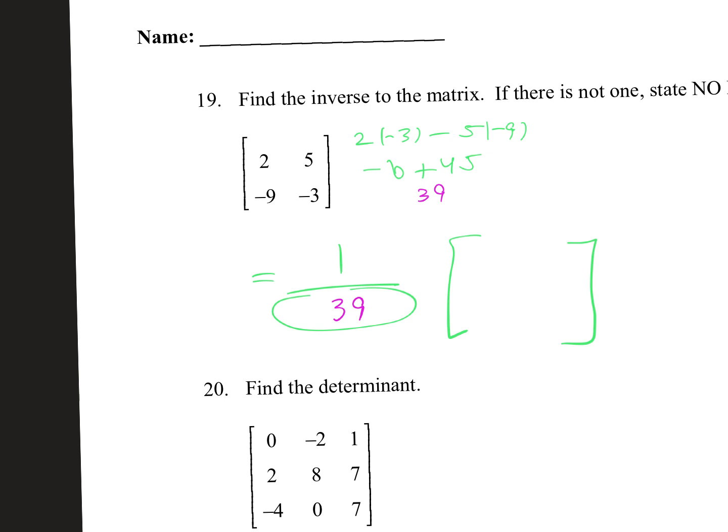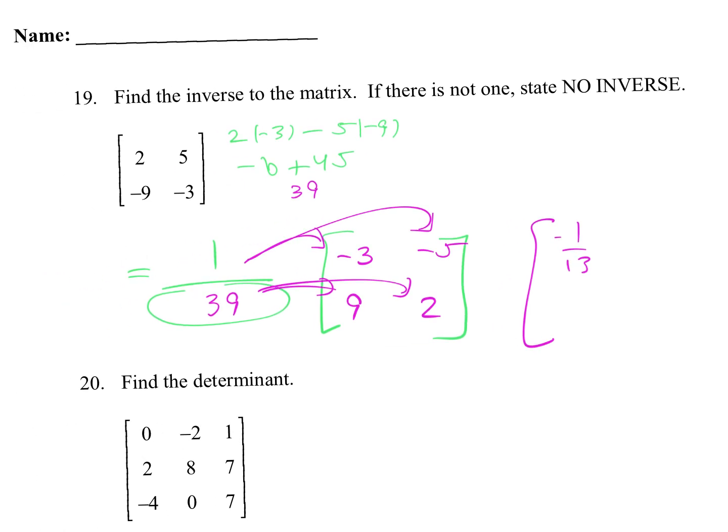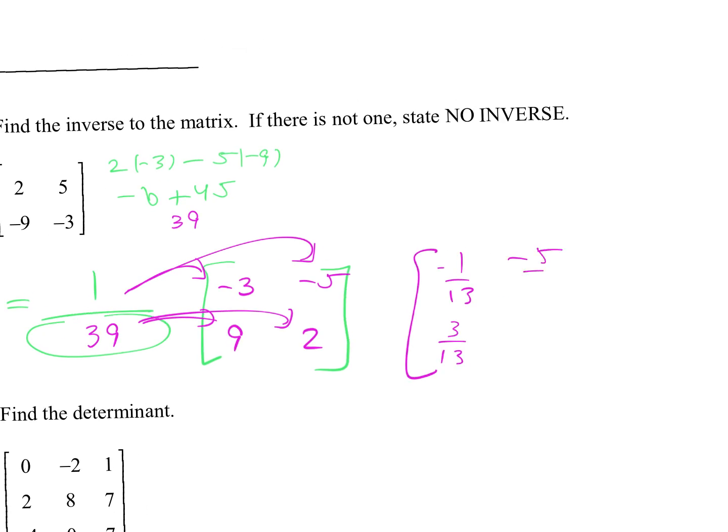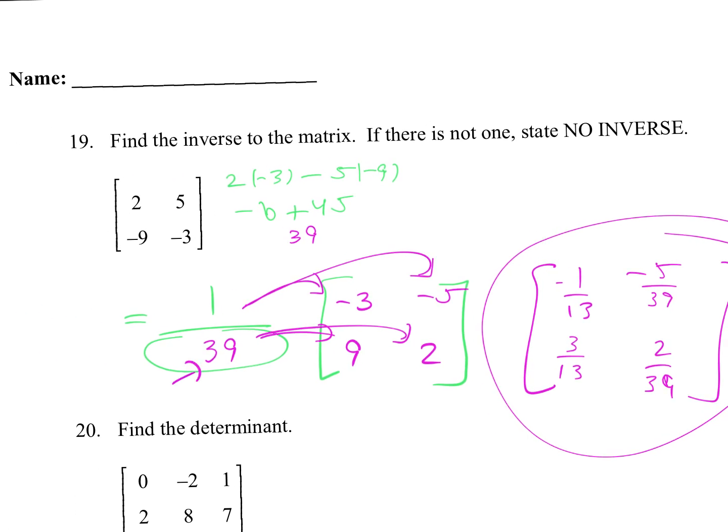So now how do we figure out what to put inside? We're going to switch the places of our major. So negative 3 is going to come up here and 2 is going to come down here. And then you negate the signs of the minor. So negative 9 becomes positive, positive 5 becomes negative. And then we distribute. So you're going to have negative 3 over 39, which is negative 1 over 13, 9 over 39, which is 3 over 13, negative 5 over 39, and then 2 over 39. So again, the only time there's no inverse is when this number underneath, the determinant, is 0.